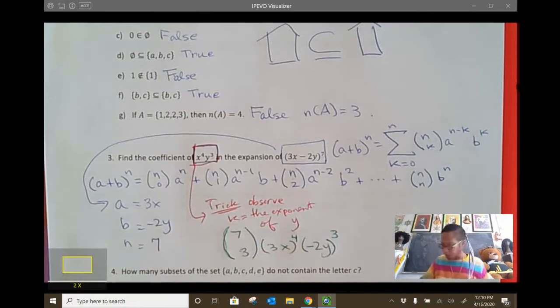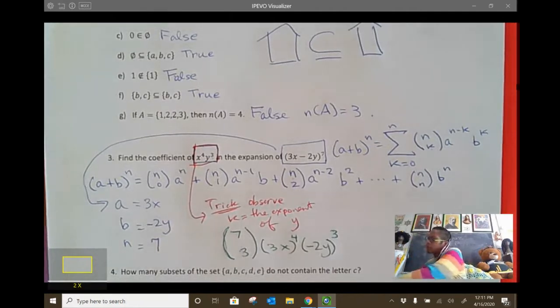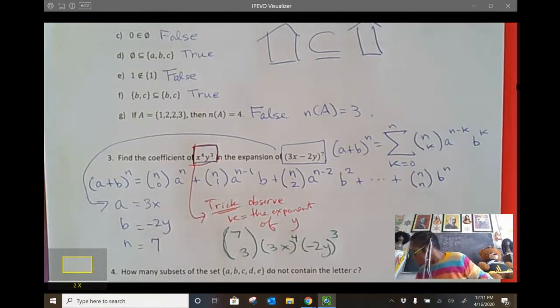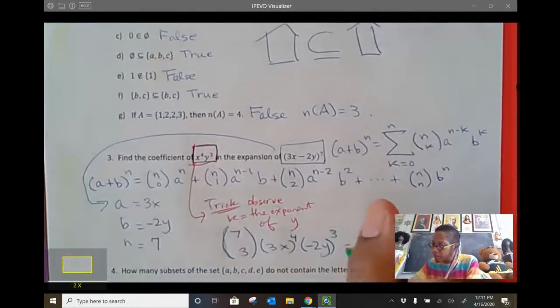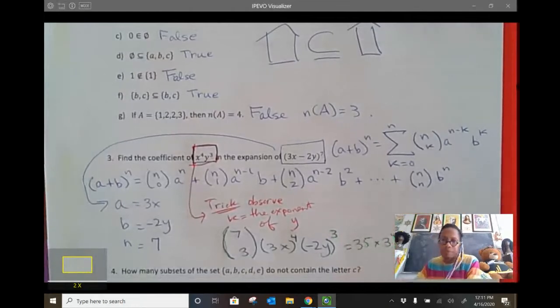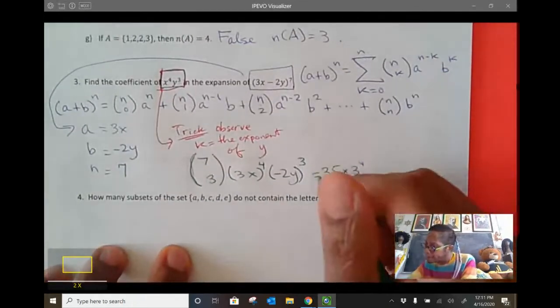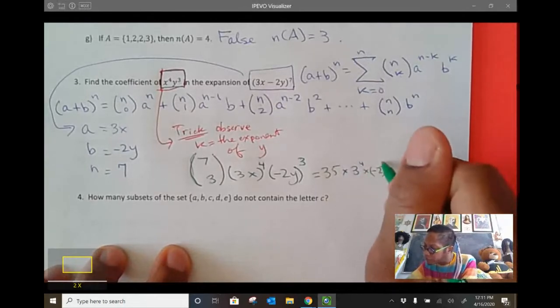And then we're done. And we might find it useful to go to Pascal's triangle to get all of these things. I probably should have taken this out earlier. And I will put Pascal's triangle on the quiz. So 7 choose 3 is, 7 choose 0, choose 1, choose 2, choose 3, 35. 35 times 3 to the 4th times negative 2 to the 3rd.